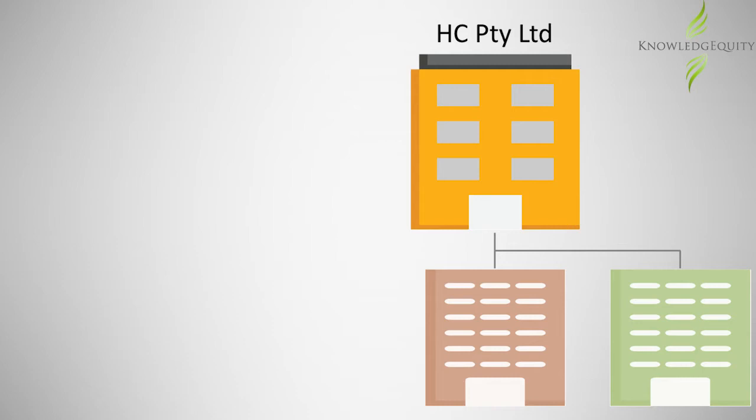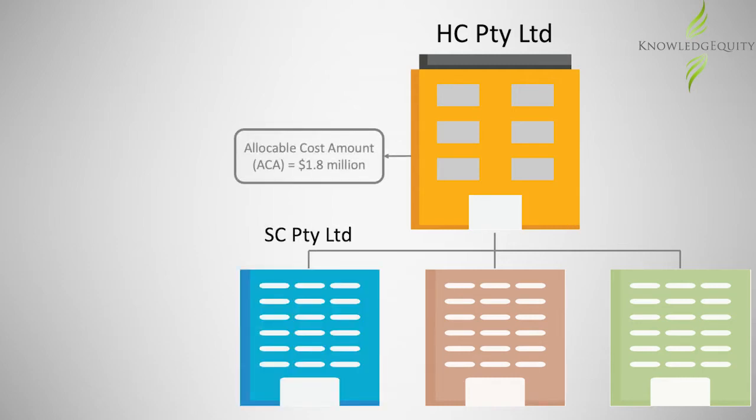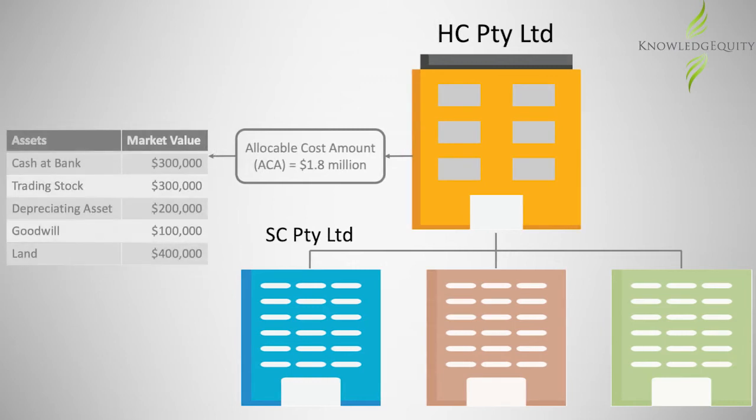HC Proprietary Limited has just calculated the allocable cost amount, or ACA, of a joining member of its group, SC Proprietary Limited. It now needs to allocate the ACA to the joining member's assets. SC's main assets were cash in the bank, trading stock, a depreciating asset, goodwill and land. There is a two-part process for allocating the ACA.